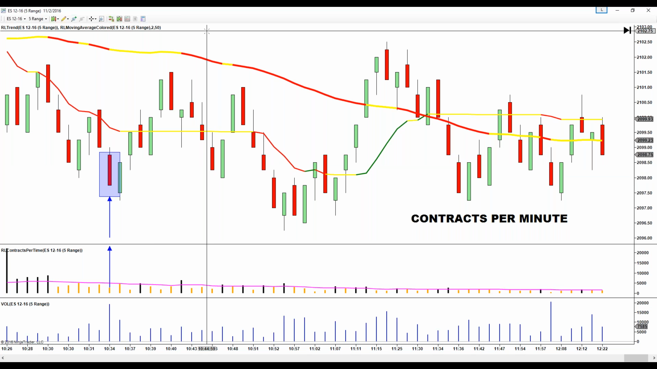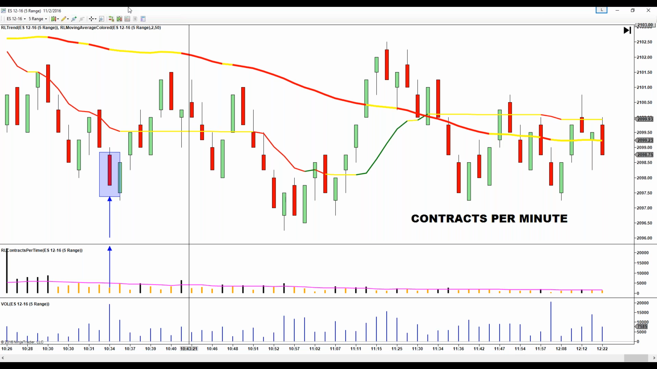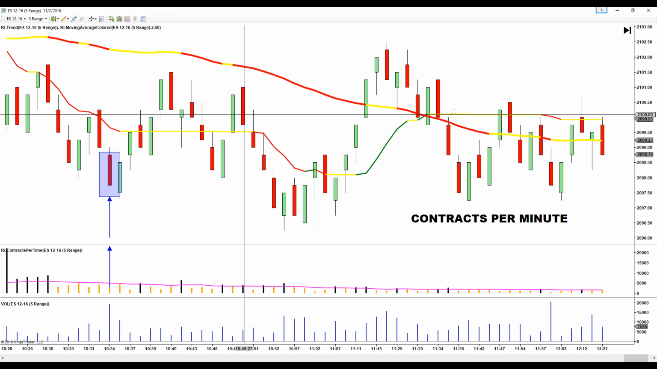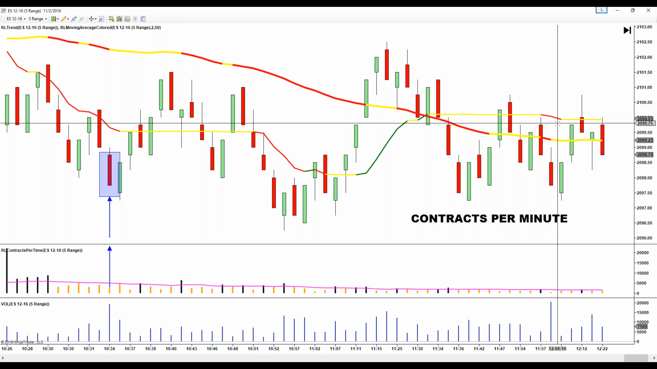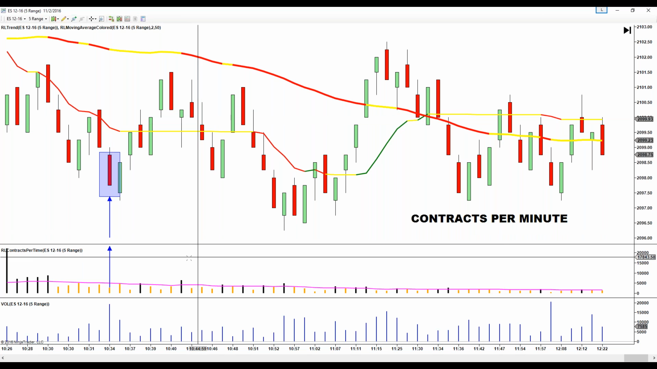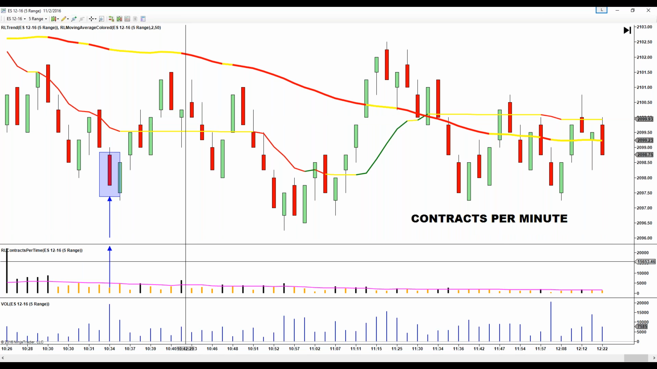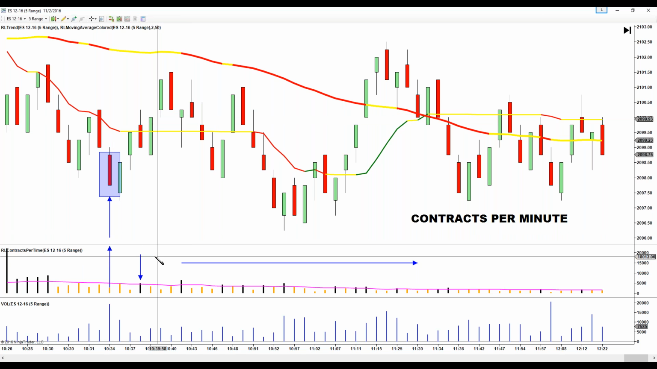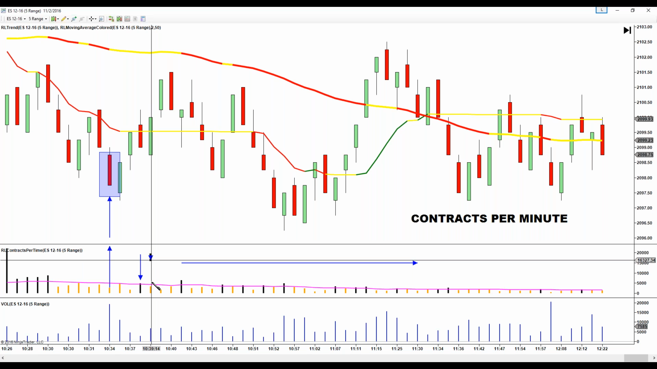What you want is a volume indicator that assesses contracts per unit time, independent of how fast the candles are forming. That is essential, and this is the only volume indicator I know that does that. Every time you get a histogram line, it's a minute of volume.